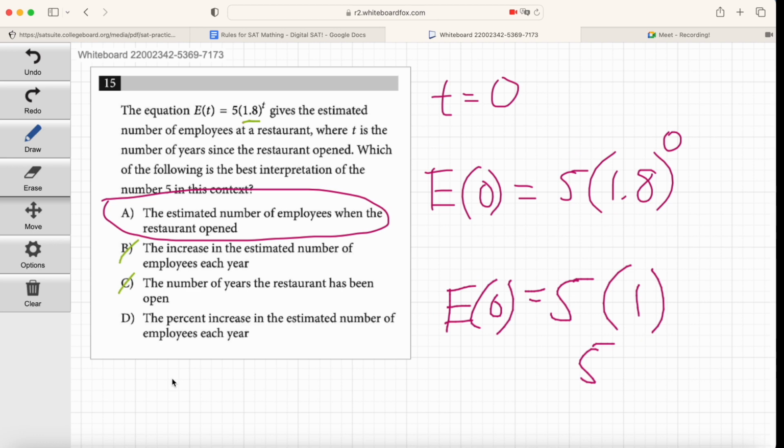The percent increase in the estimated number of employees each year. That also doesn't make sense, right? Because the percent increase is the thing in parentheses, not the thing outside parentheses. That's the 1.8. That represents an 80% increase. So it's not D as well. You can settle on A just by eliminating the others as well.